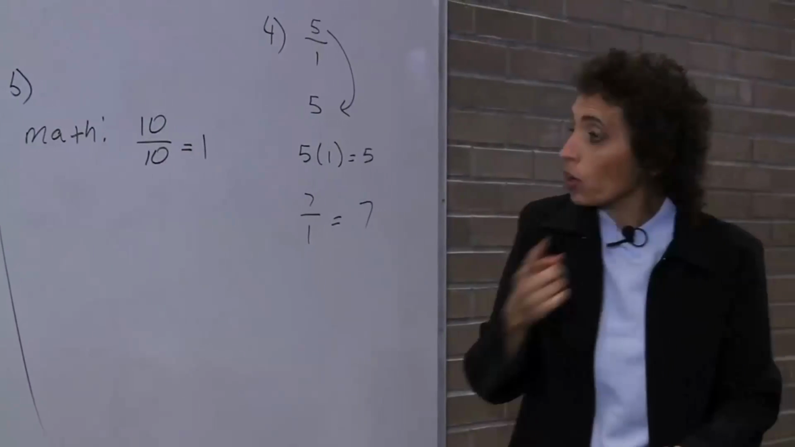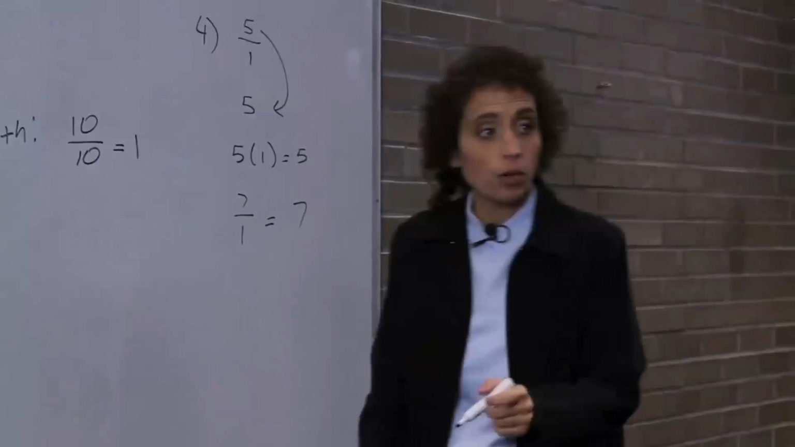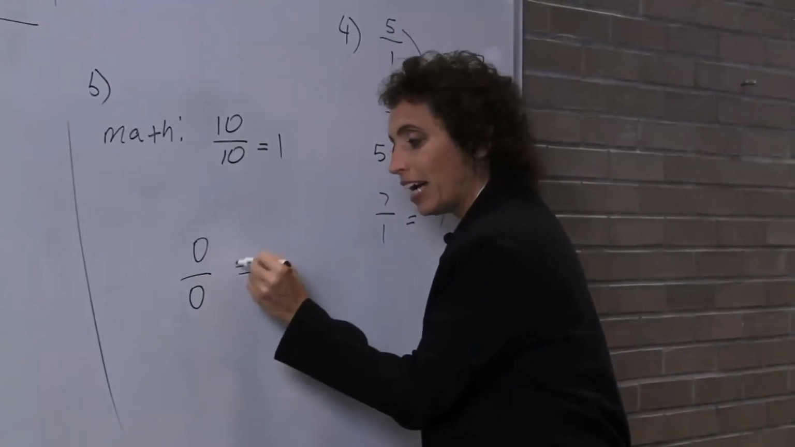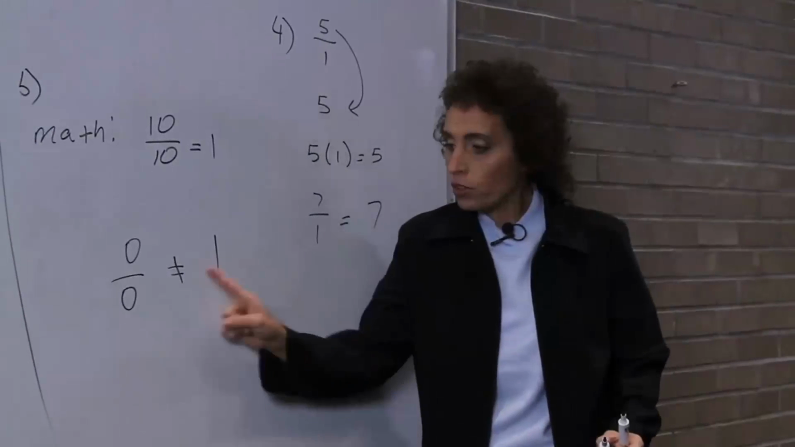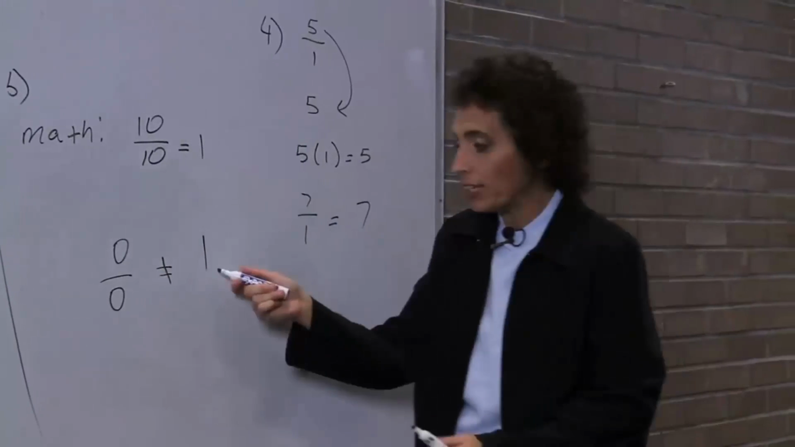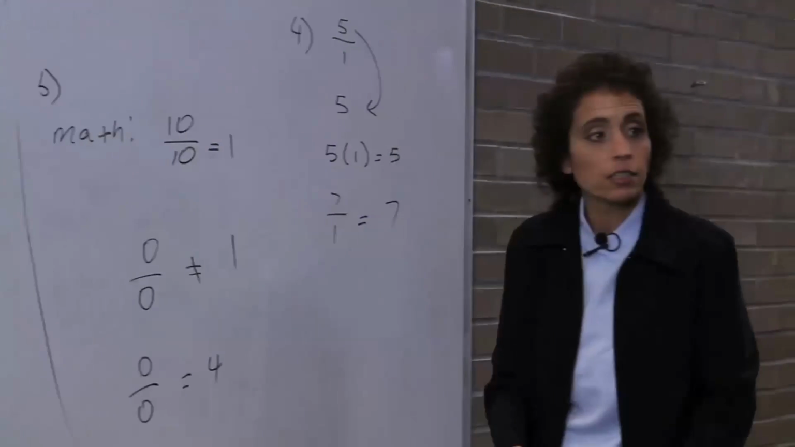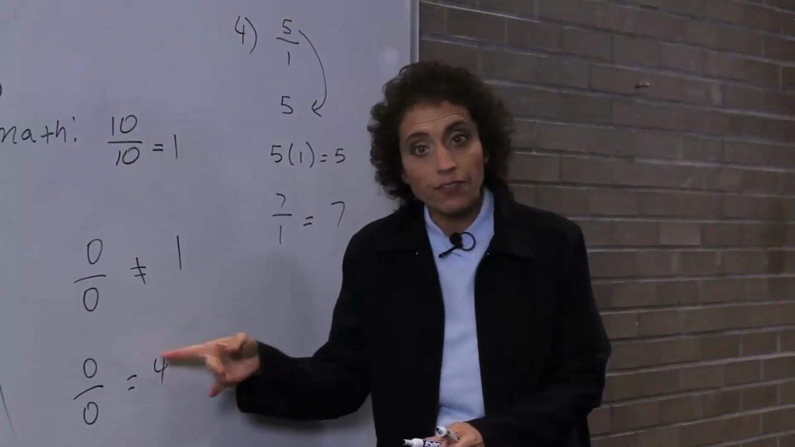But it does not work when you're talking about 0. Here's why. 0 divided by 0 is not equal to 1. Even though it checks, 1 times 0 is 0, I could honestly put any number here and it would check. 4 times 0 is 0. Any number I want could go here and this would check.